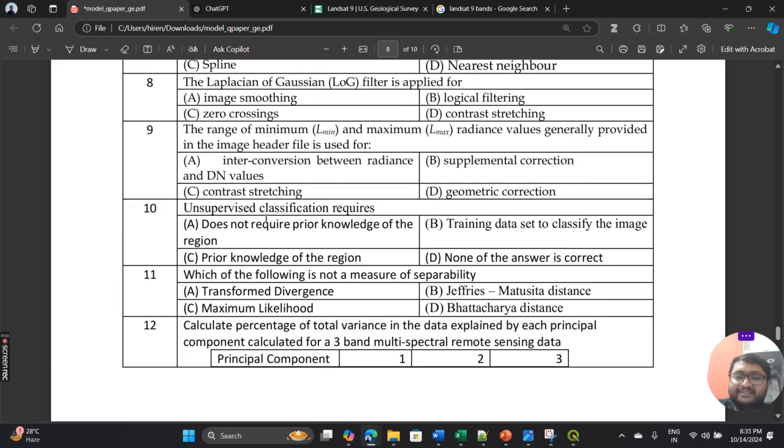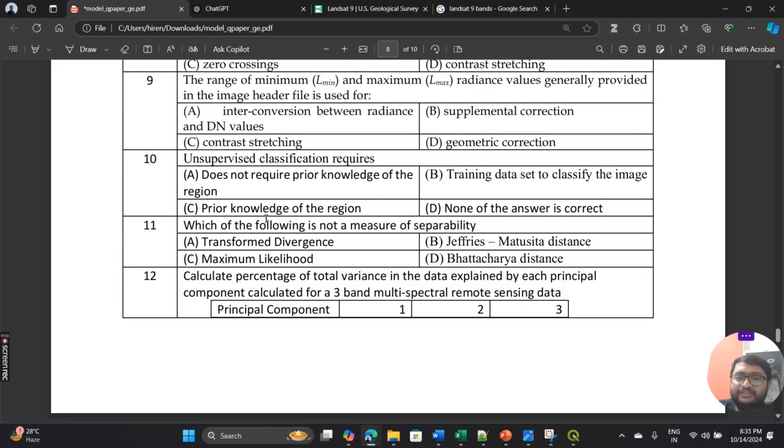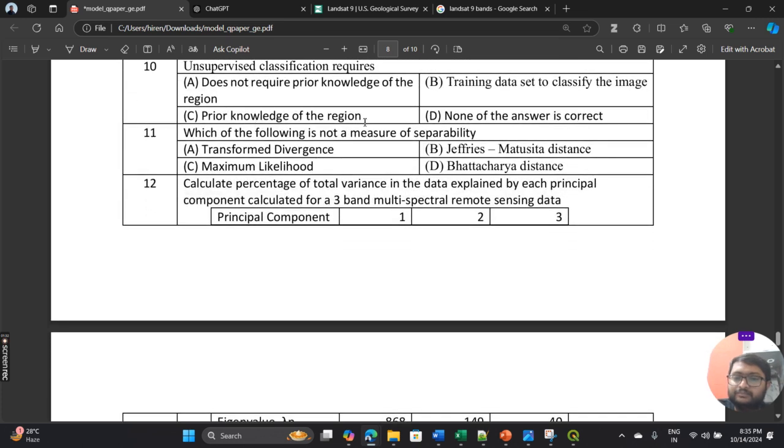Then we have: unsupervised classification does not require prior knowledge of the region. This is true, because it does not require any prior knowledge of the region. You just give the image and it will classify. Which of the following is not a measure of separability? We have not gone into this one.